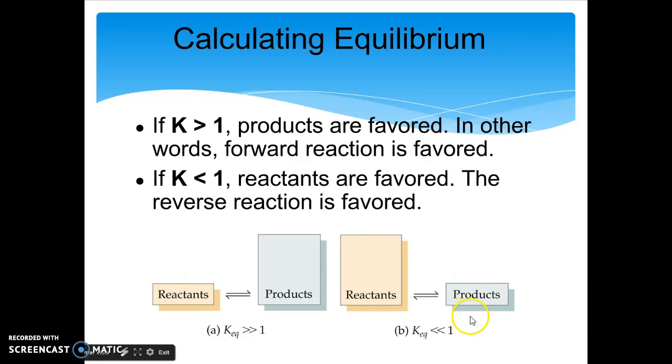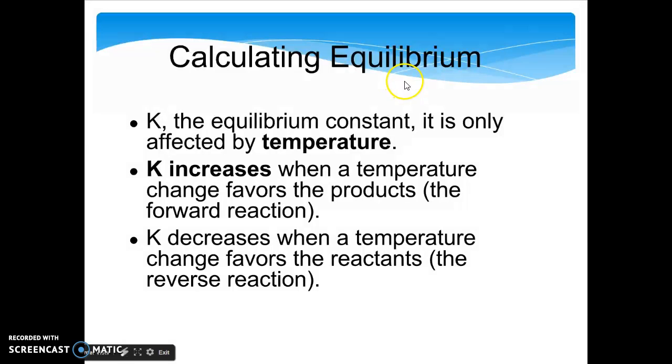Whereas in the second scenario down here, if I have more reactants than products, notice K is much less than 1. So by just looking at the value of K, you can tell if an equilibrium system is product or reactant favored at dynamic equilibrium. So how does K react to some of the other stresses?